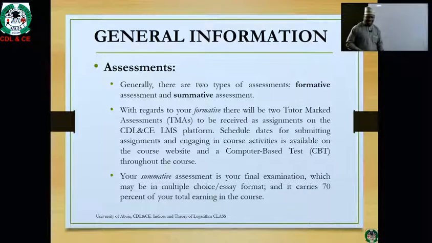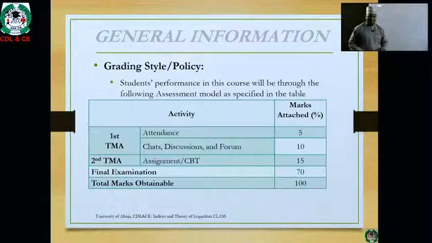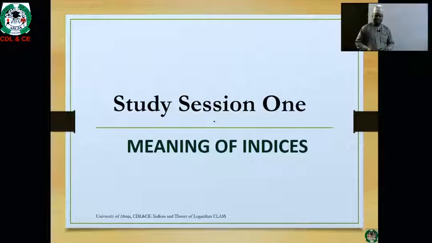As you can see, the assessment is basically designed into the TMAs. Your continuing assessment will be in the form of what we call tutor marked assignments, which you are expected to submit on our LMS platform. We have the first TMA, the second TMA, and the examination, which is 70 marks in total, while the TMAs are split into 10 and 15, which result in 25 marks. So we have overall marks of what? 100.